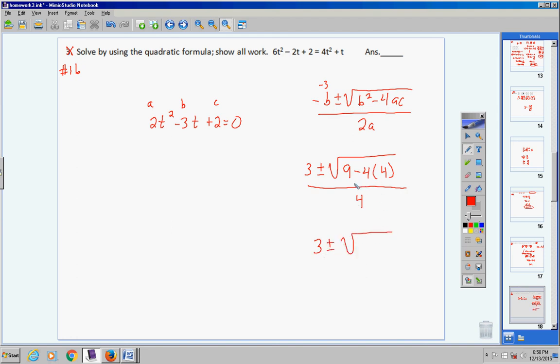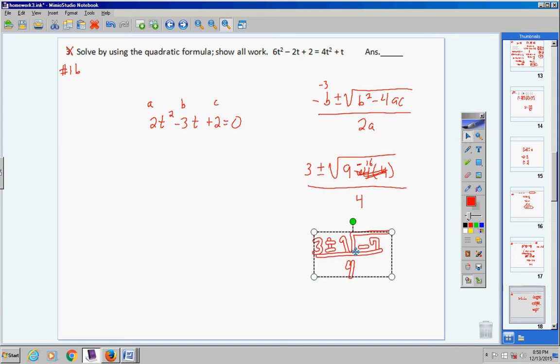Now, be very careful here, guys. I have a negative 4 and a positive 4. So a negative 4 times a positive 4 gives me a negative 16. So 9 minus 16, or positive 9, negative 16, is negative 7, all over 4.